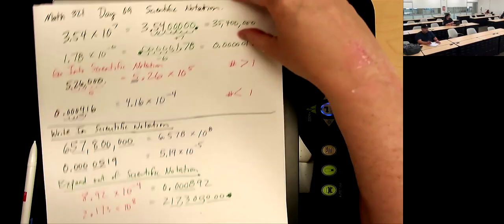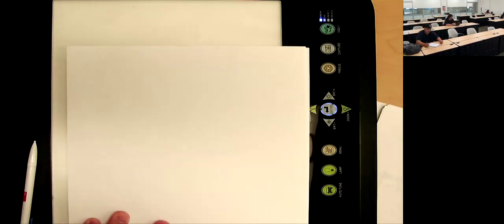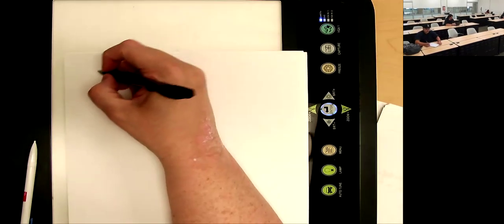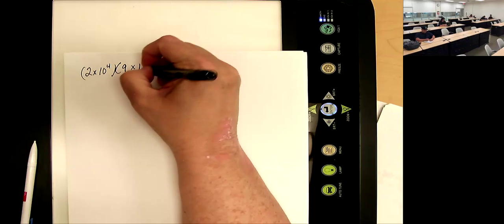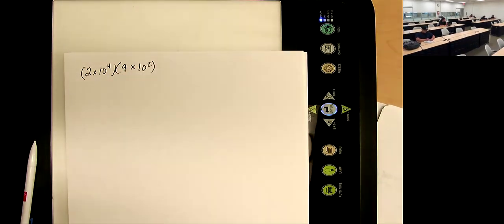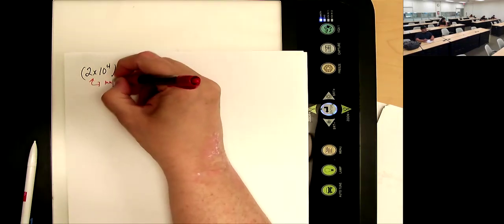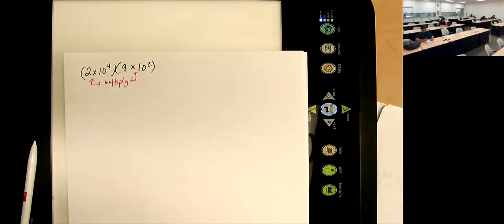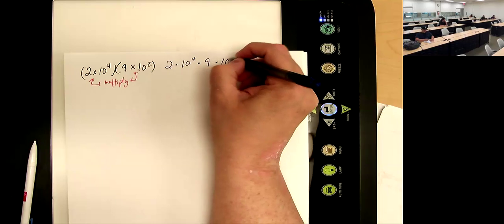All right, let's look to doing some operations in this. Let's say we had 2 × 10⁴ and we're gonna multiply it by 9 × 10². And in this notation, that x is a multiply. These are multiplication symbols. So what we really have is 2 × 10⁴ times 9 × 10².